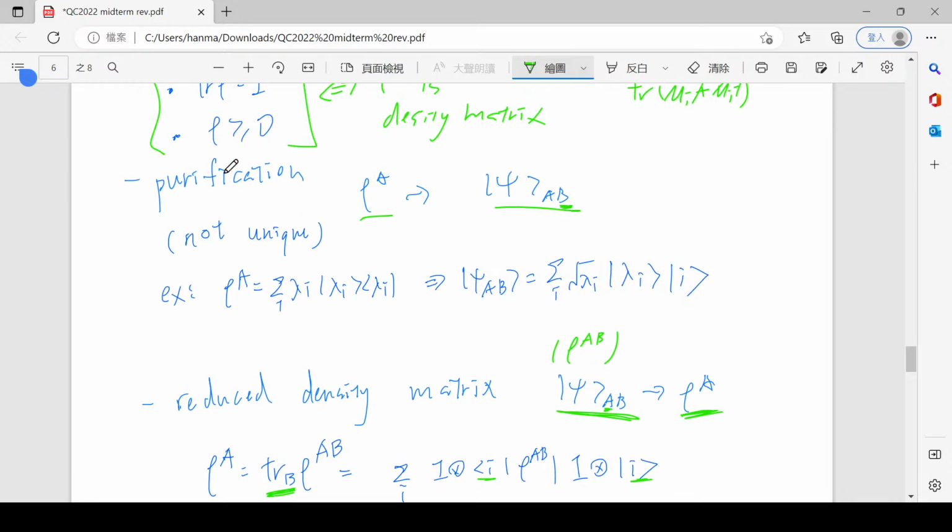Then there is the purification operation, where you start with a density matrix rho and ask whether there is any pure state that reduces back to this rho. This is actually not unique, but one way you can do it is to diagonalize your rho A, so you have lambda i and the projectors on lambda i. Then your purification takes the square root of those lambda i, and you have square root of lambda i tensor some other orthonormal basis ket i.